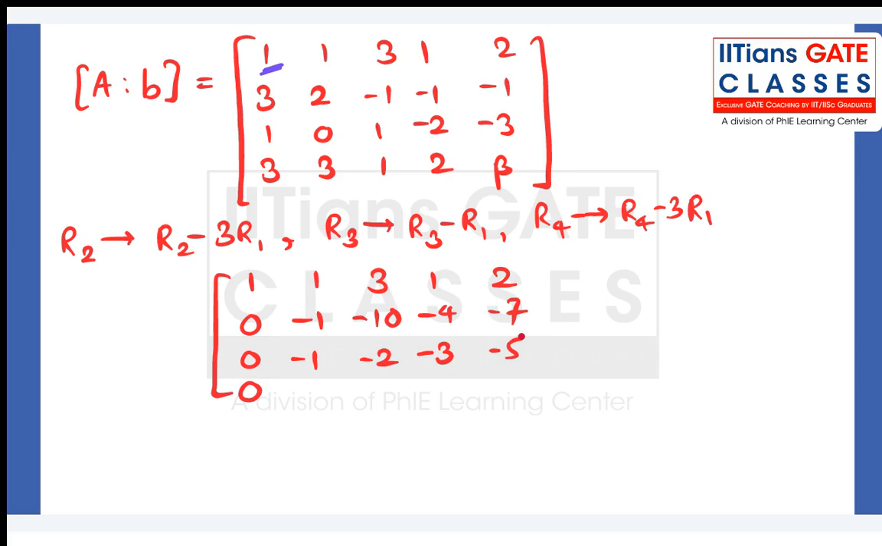And in the last row, we are doing R4 minus 3R1. So this will also become 0 because 3 minus 3 is 0. 1 minus 9, that is minus 8. 2 minus 3 is minus 1. And beta minus 6. So that term remains as it is. So this is one of the steps of your augmented matrix row echelon transformation. Now the next step is, since we want to convert it into an upper triangular matrix, that is our objective.